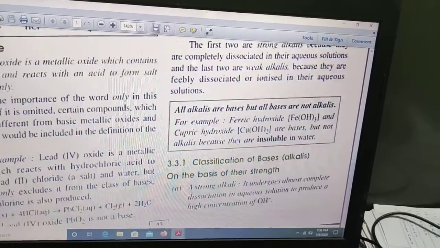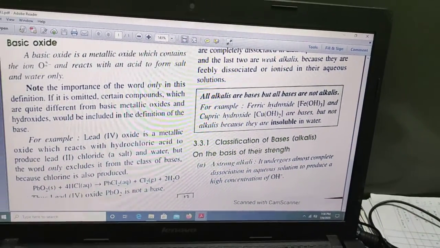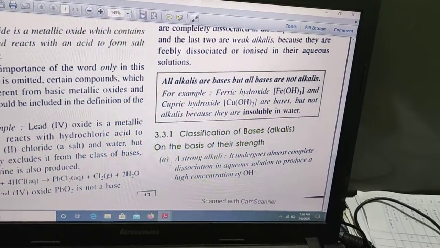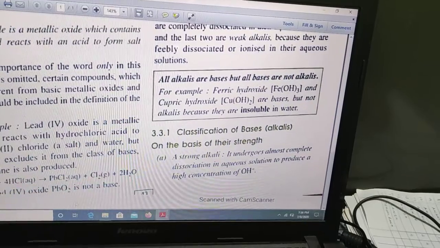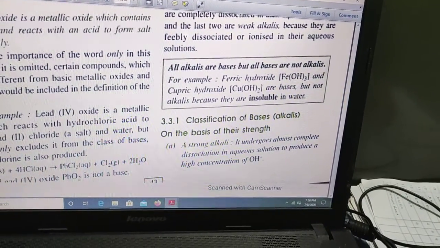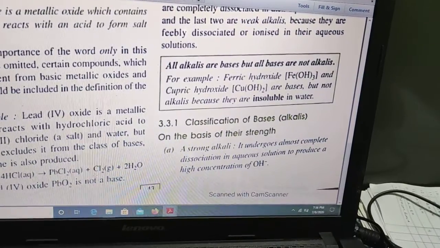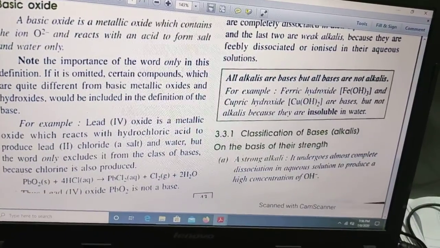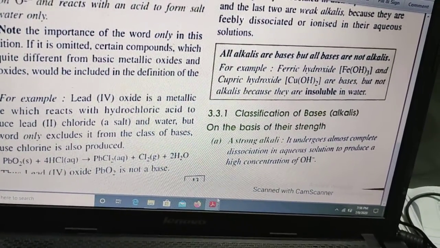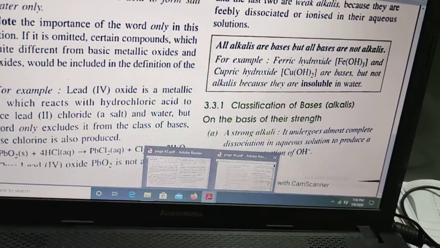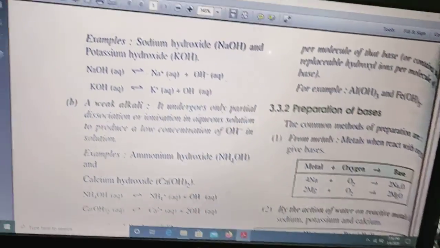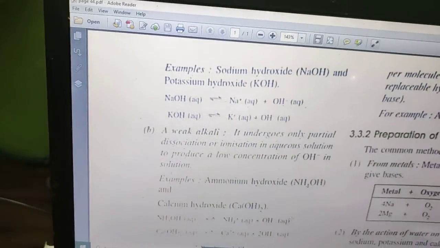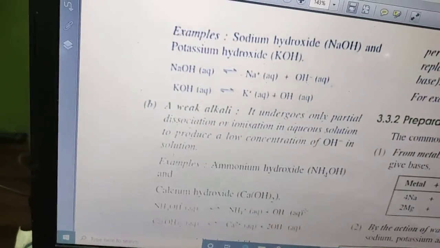And the next thing we need to discuss is classification of bases on their strength. We can classify the bases in two types: strong base and weak base. Strong base means when it undergoes dissociation or breakdown in aqueous solution, it will give you higher concentration of OH minus ion. Say for example sodium hydroxide, potassium hydroxide. They are strong alkalis because they can completely dissociate, or the higher concentration of OH minus will be produced.